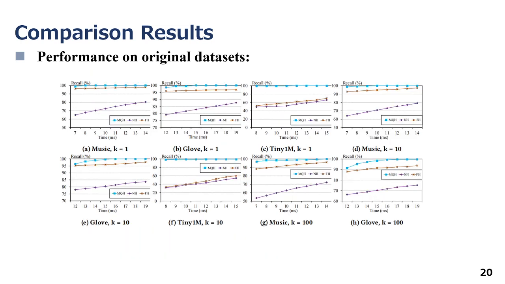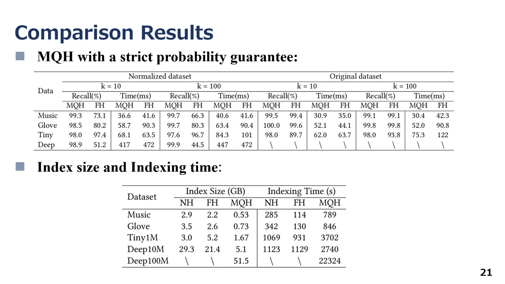For the original datasets, MQH still works best. Here I omit the dataset deep because deep itself is a normalized dataset. As for the index size shown in the table below, because MQH requires fewer hash functions than the other compared methods, its size is smallest. On the other hand, MQH requires more indexing time than the other two methods because of using residue quantization.